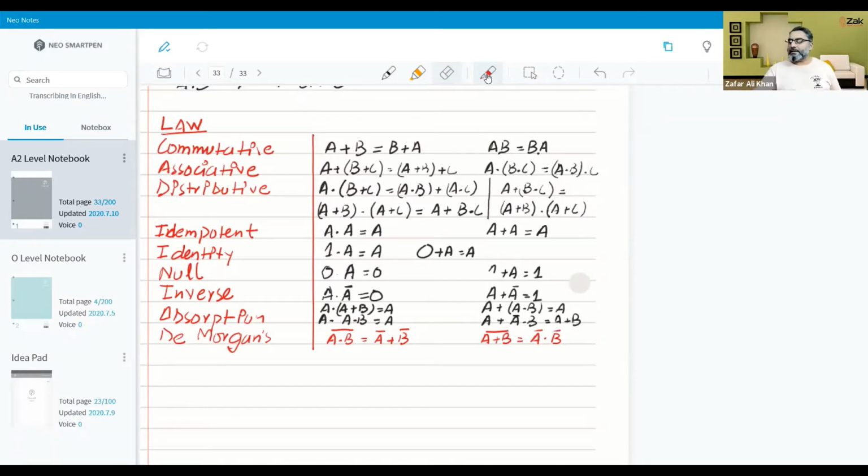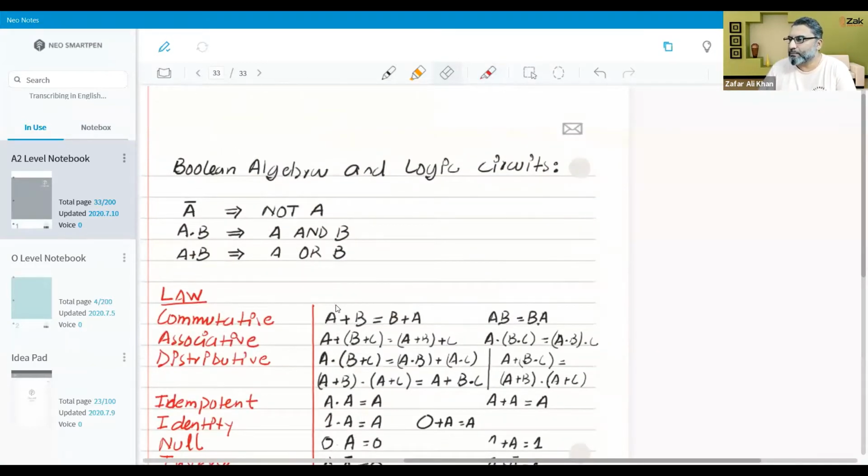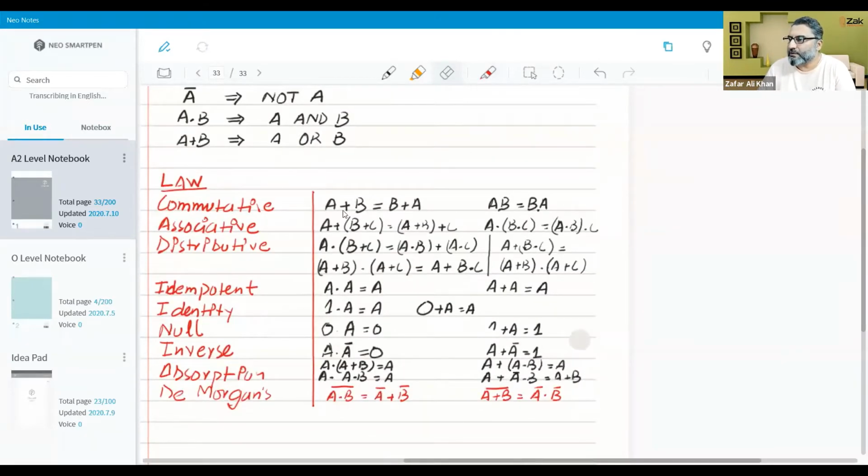Okay, so I need you to absorb all these laws in order to understand Boolean algebra and logic circuits. Commutative law says that A plus B is equal to B plus A, similarly for product. Associative law says that (A plus B) plus C is equal to A plus (B plus C), similarly for product. Distributive law says that A into (B plus C) is equal to A into B plus A into C, or A plus (B into C) is equal to (A plus B) into (A plus C). And similarly over here.